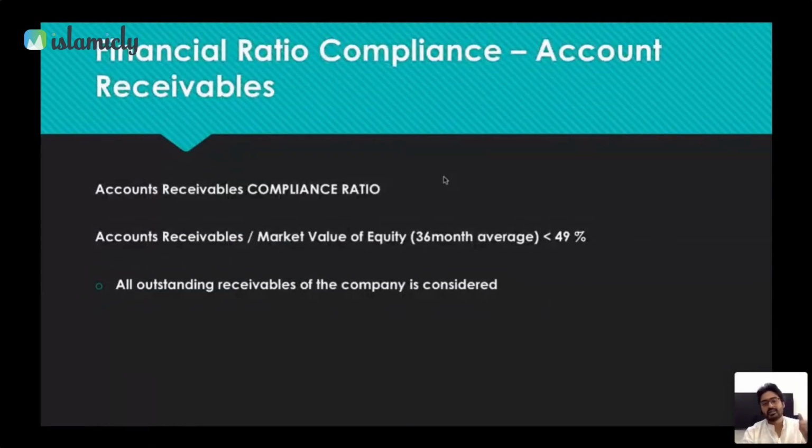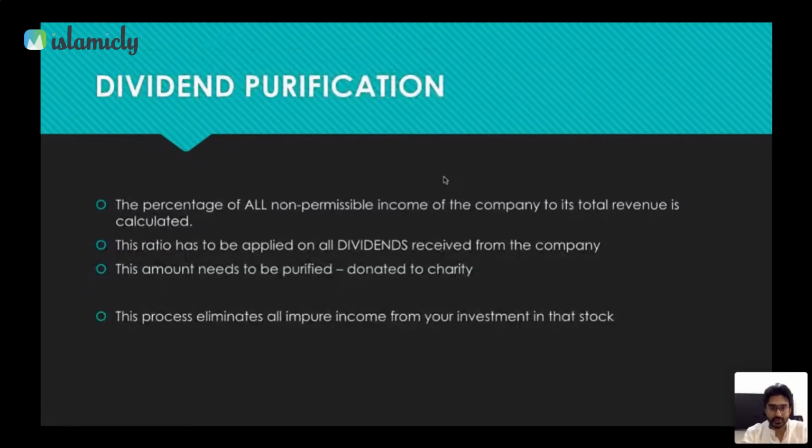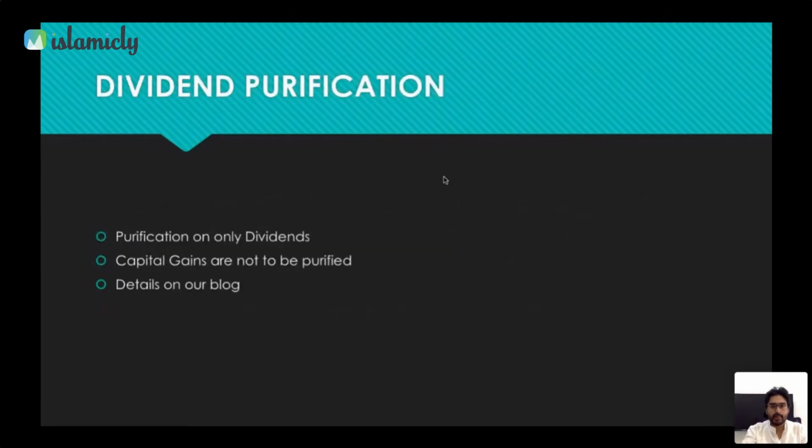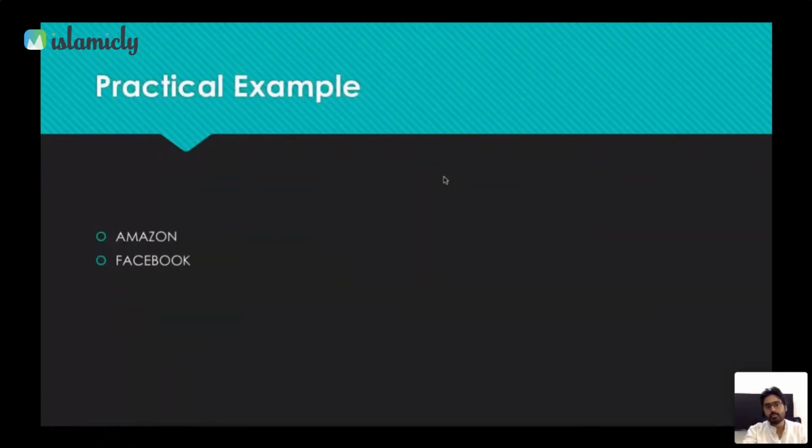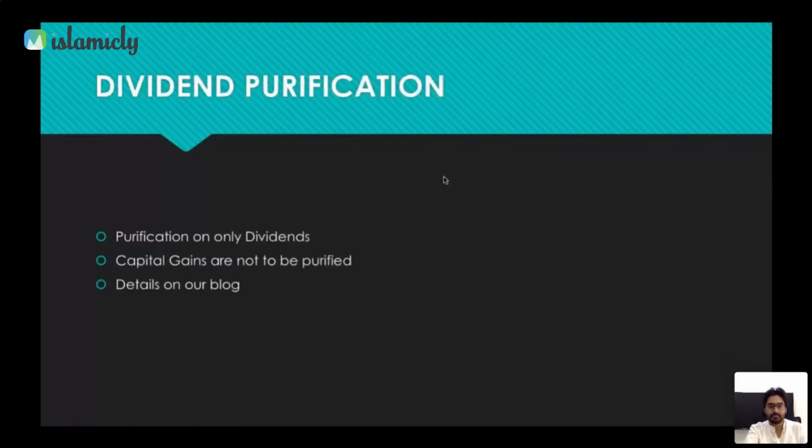So if a company passes the business sector screening, that is, it has non-permissible income less than 5% of its total income, and passes the three ratios, it is then and only then that a company is considered Sharia compliant. Don't worry about all of this. Islamicly takes care of all of these things for you. Now, a very brief mention of dividend purification, and then we will do a practical example of how we screen companies.